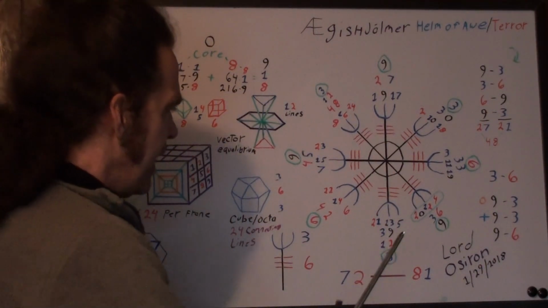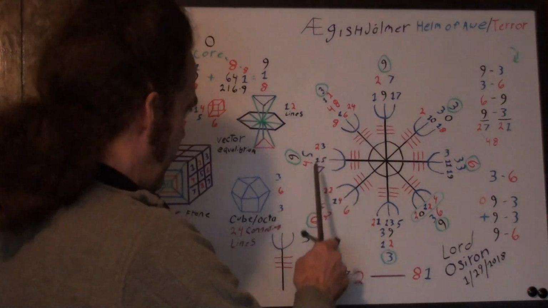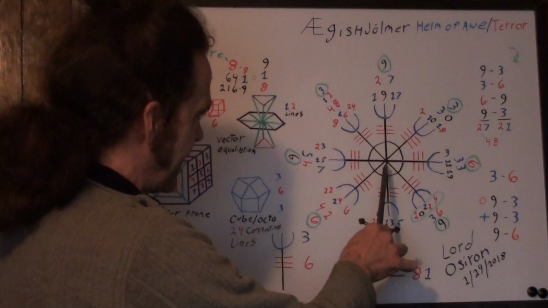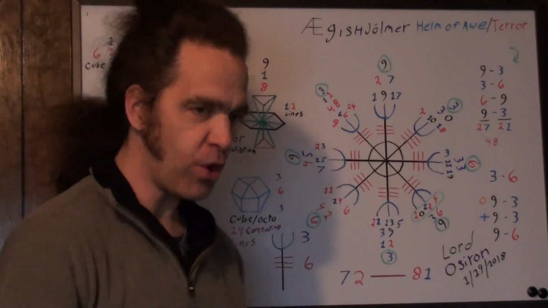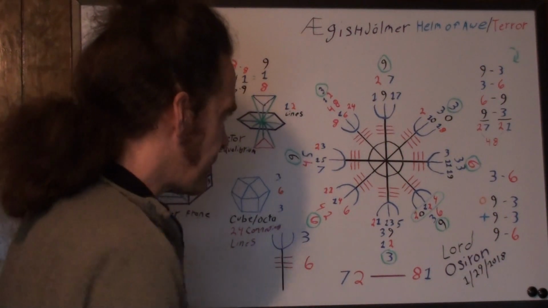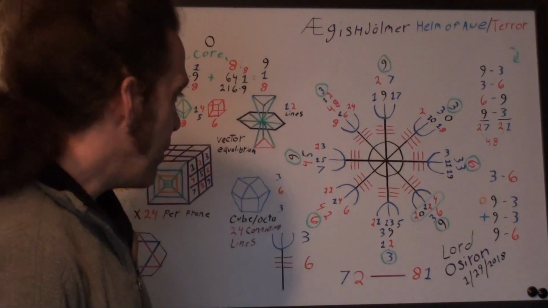But now, if you add the ring here, that becomes 72. Now if you add each pie shape plus the center point, that gives you 81 for this end, the 81, which is pretty amazing.